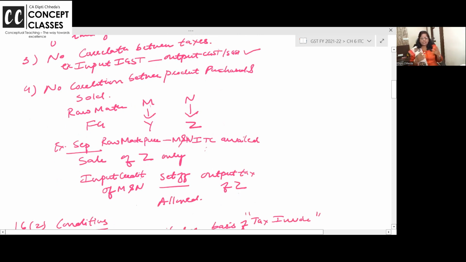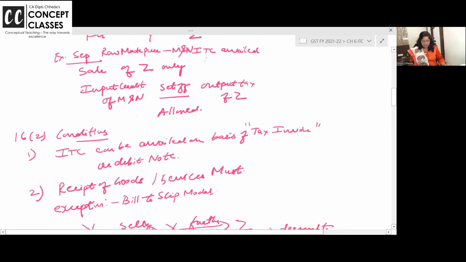This month I just purchased raw material M. Are you all checking my screen? I've just purchased raw material M. I know the digital pen needs to be handled carefully, so I'm using a compass box too. So raw material I'm purchasing, M, to manufacture Y, but it so happened that I have sold Z in this month. Whatever your purchases, whatever your sales, whatever tax you have paid, set off, no one-to-one correlation between the product.